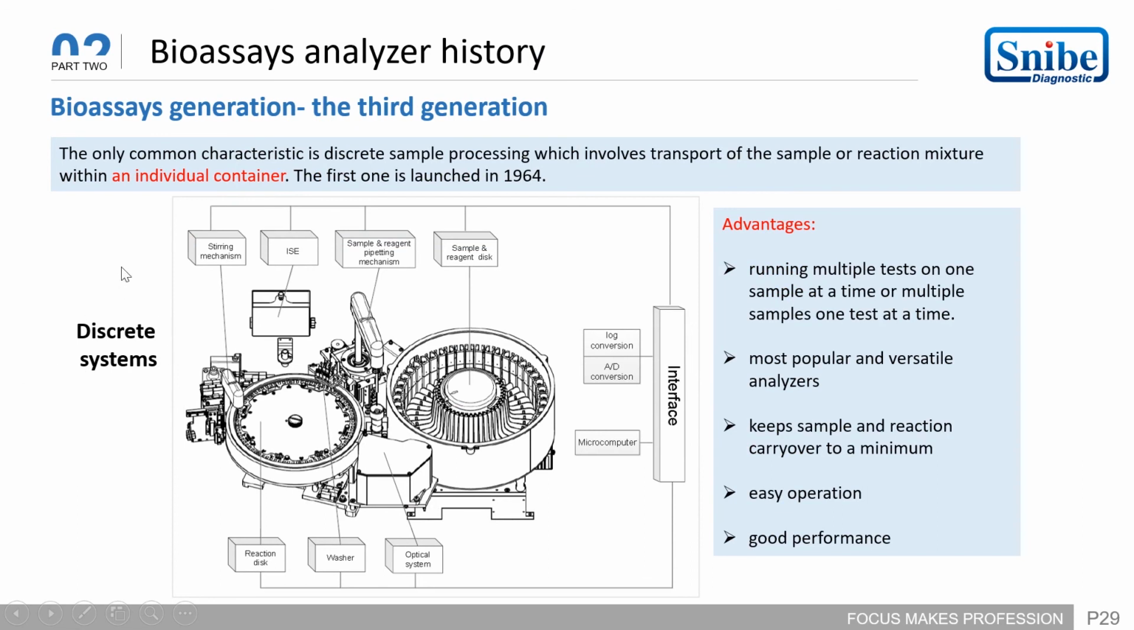The discrete systems. The only common characteristic is discrete sample processing, which involves transport of the sample or reaction mixture within an individual container. The first one was launched in 1964. Its advantages are running multiple tests on one sample at one time, or multiple samples one test at one time. Most popular and versatile analyzers keep sample and reaction carryover to a minimum. Easy operation, good performance.